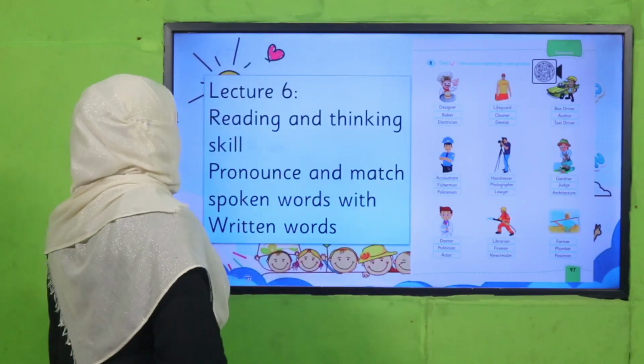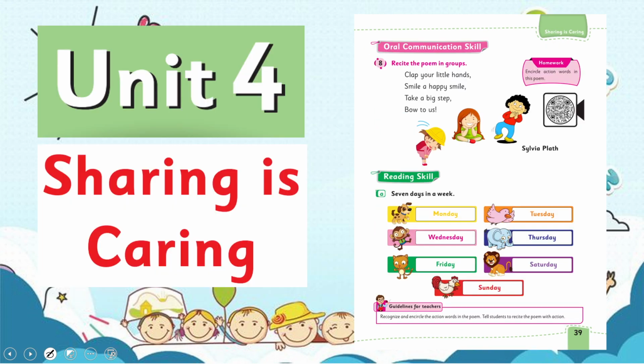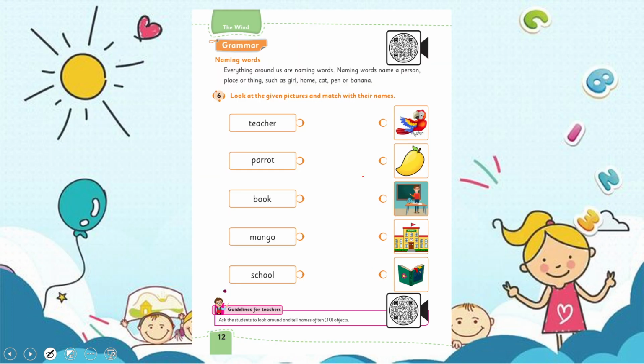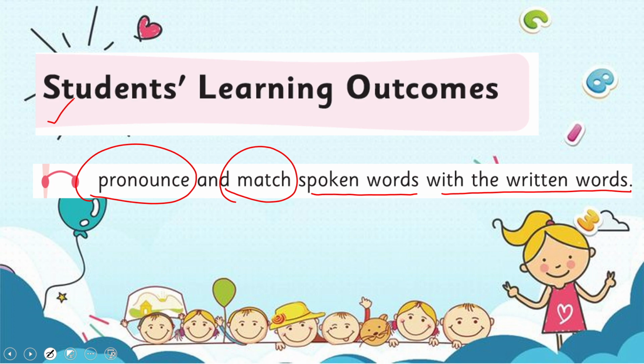Yes, my dear students, today under the title of Reading and Critical Thinking Skill, we are going to learn to pronounce and match spoken words with written words. Before this, in your Unit 4, we have learned names of days of the week and names of months by sight reading strategies. I hope you remember, so this is going to help us today. And we have also learned in Unit 1 how to match naming words with picture. Remember? So this is also going to help us. If you don't remember, you may watch this video lecture again, because this skill will help us to learn to pronounce and match spoken words with the written words. This is our today's SLO.